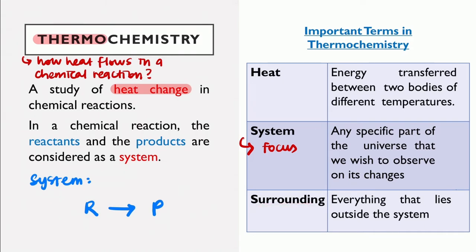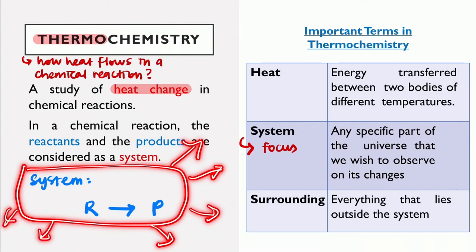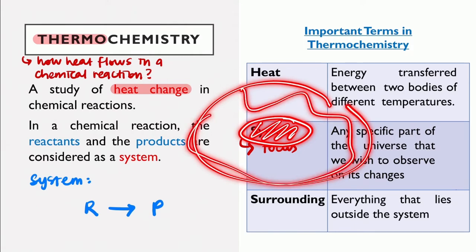Surrounding will be what is outside. If this is your system, then surrounding is basically whatever is outside of your system. It is everything that lies outside of your system. So we have system inside and surrounding outside.